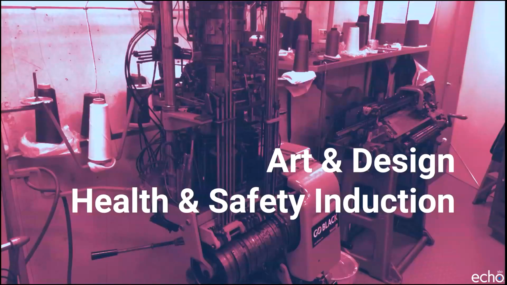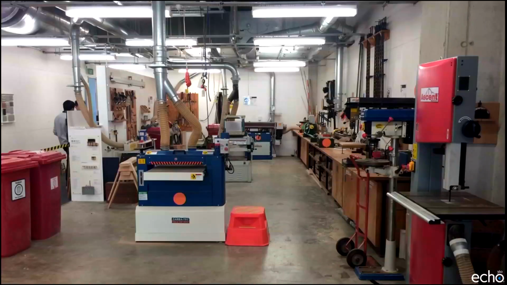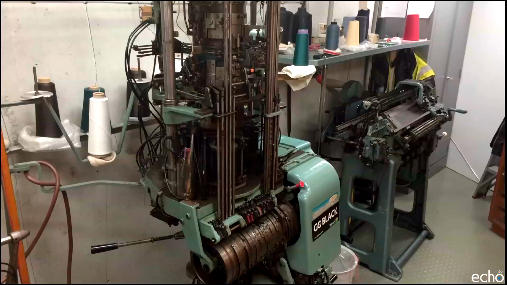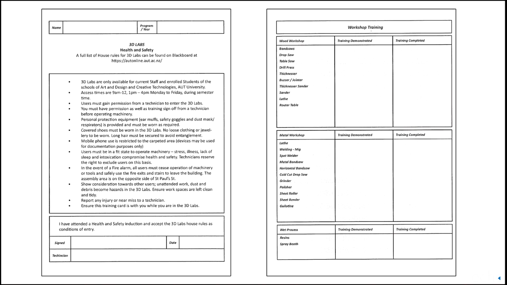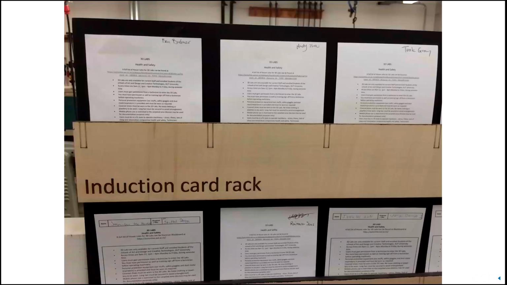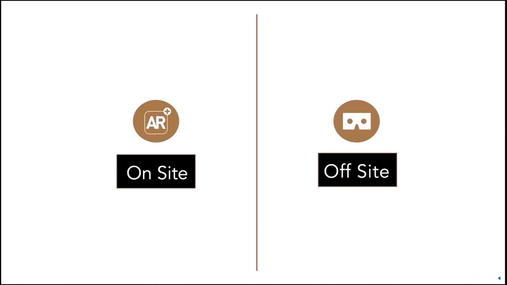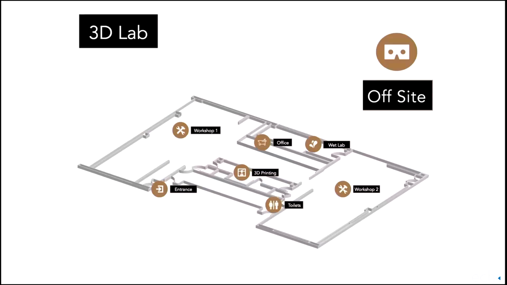This is another example. This is a prototype project, and it really addresses health and safety induction at the art and design workshop. So as you can imagine, the workshops are, well, obviously a dangerous place. So it is critical for students to have a really thorough induction in terms of safety. But currently, this is the way the technicians deliver the induction, by paper-based processes, and that's how they manage it. So they came to us and asked, how can we improve our delivery of induction? And we thought of using, for example, AR as an on-site and VR as an off-site feature.